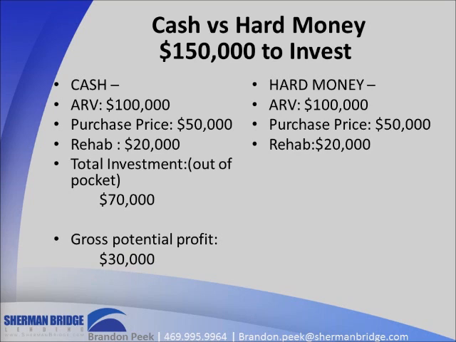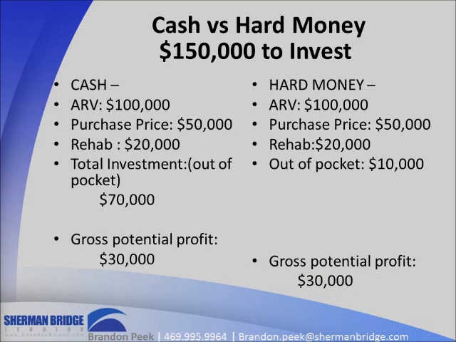Now on the hard money side, we lend up to 70% of the ARV, and your out-of-pocket cost is roughly half of the rehab. Here your rehab is $20,000, so your out-of-pocket cost is about $10,000. And you're still going to have your gross potential profit of $30,000. Now the important thing here is to look at your cash left to invest. If you had $150,000 to invest and you spent $70,000 on your first property, then you have $80,000 left to invest on another property. And that's the cash side.